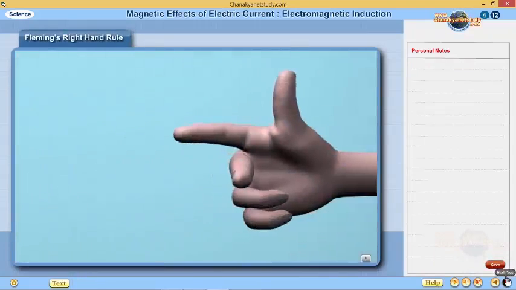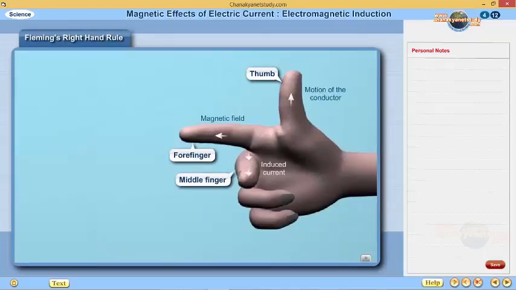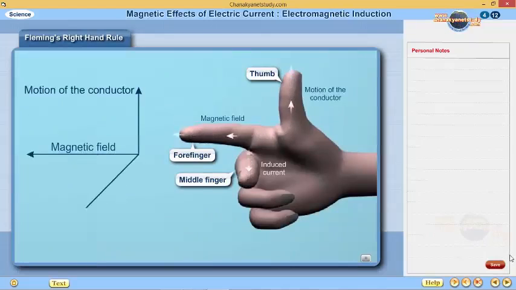Fleming's right-hand rule. Stretch the thumb, forefinger and middle finger of the right hand so that they are perpendicular to each other as shown in figure. If the forefinger indicates the direction of the magnetic field and the thumb shows the direction of the motion of conductor, the middle finger will show the direction of induced current. The induced current is found to be the maximum when the direction of motion of the coil is at right angles to the magnetic field.